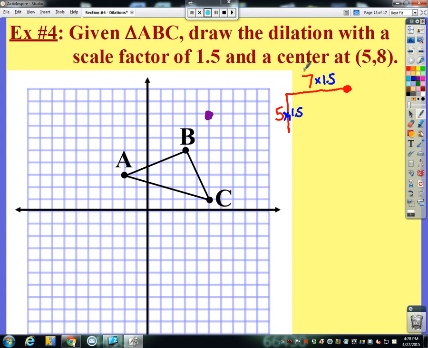So 7 times 1.5 is 10.5. And 5 times 1.5 is 7.5. So really, back from the center of the dilation, which is my 5, 8, I really want to move to the left 10.5 and down 7.5. So let's go over 10.5. 1, 2, 3, 4, 5, 6, 7, 8, 9, 10.5, and then down 1, 2, 3, 4, 5, 6, 7.5. And it's that same point that we ended up at earlier. Because, right, we really graphed the point negative 10.5 comma negative 7.5 when I showed you with the pretend origin. And that's what we really did.